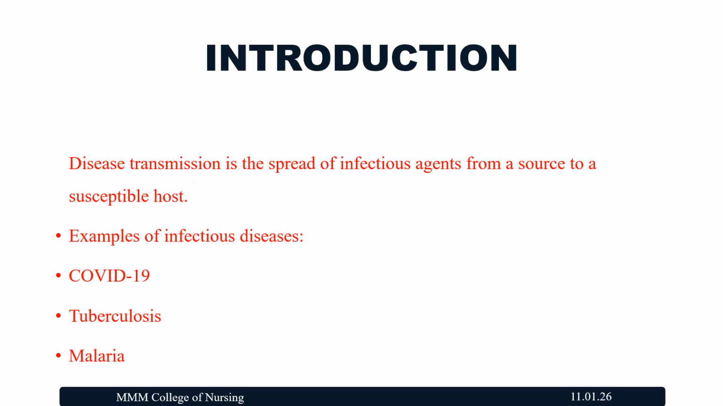First, we will see what is disease transmission. Disease transmission is the spread of an infectious agent from a source to the susceptible host. From the source to the susceptible host, that we call as disease transmission. Then we will see some examples of infectious diseases: COVID-19, tuberculosis, malaria. These are some of the examples of infectious diseases.